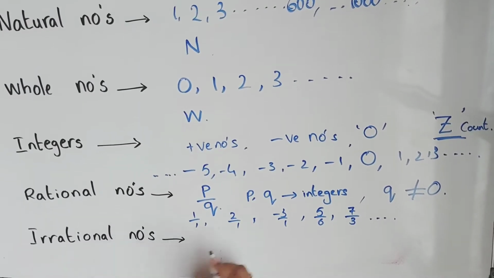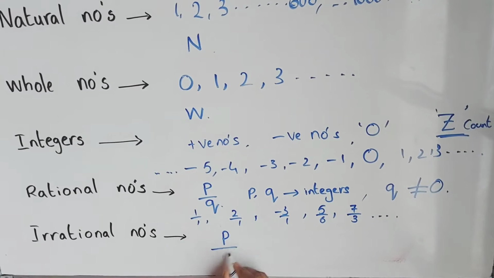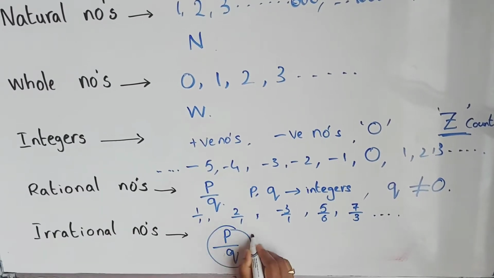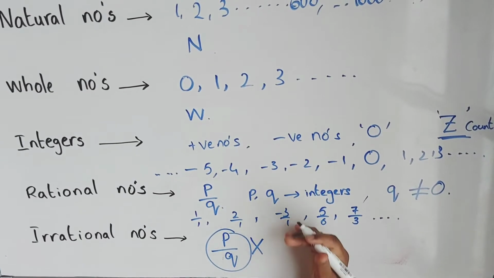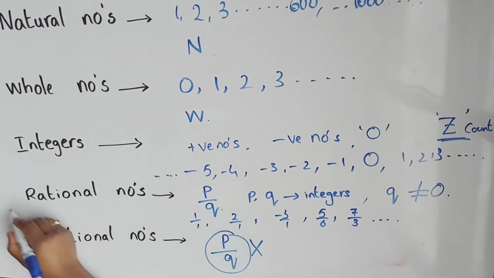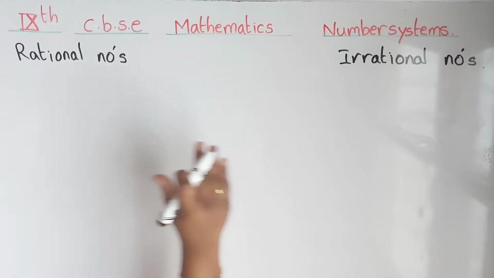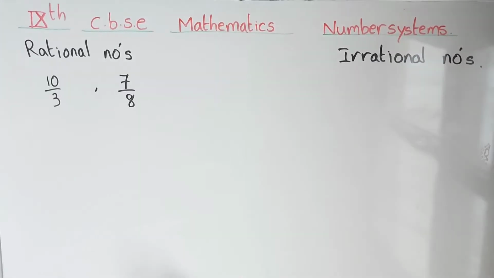Irrational numbers are numbers which we cannot write in the form of P by Q, children. We cannot write in the form of P by Q. Okay, we will discuss more things about rational numbers and irrational numbers. Let me explain with some more examples.